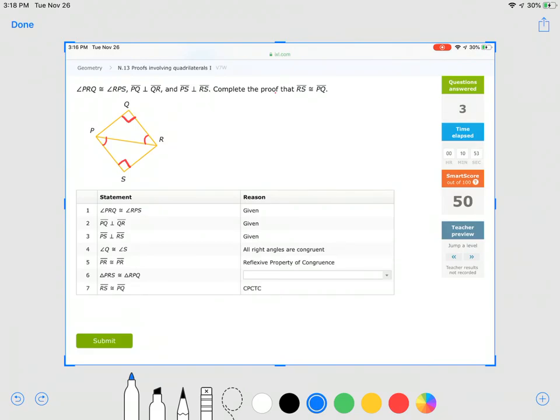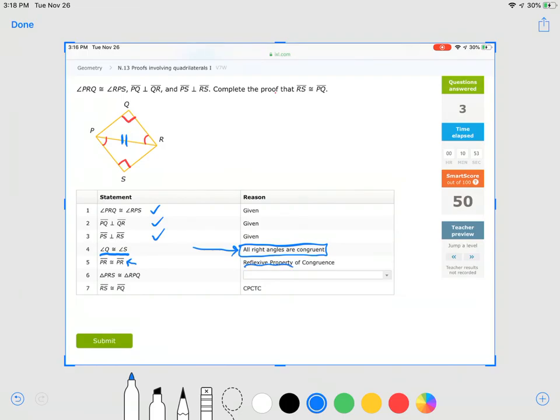So let's go through the proof. Lines 1, 2, and 3 are the given information. Line 4 is claiming that angle Q is congruent to angle S. That's these two. Well, they're both 90 degrees, so that's all right angles are congruent. The next thing they're claiming is that PR is congruent to PR. That's true because it's congruent to itself, and I marked it up here in blue. That's called the reflexive property of congruence.